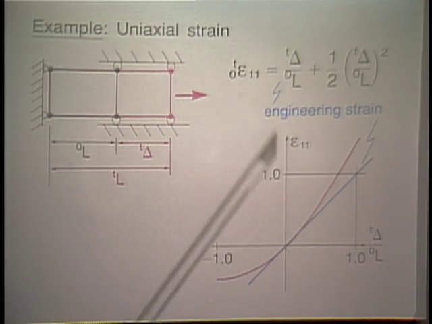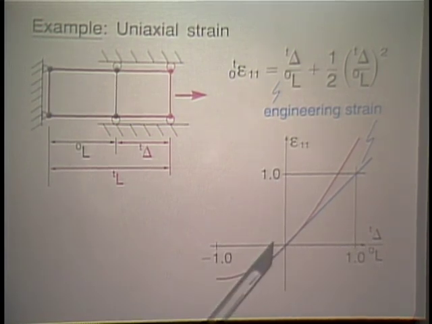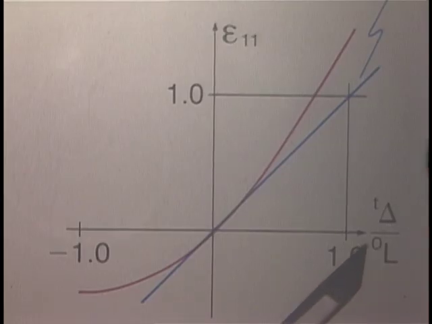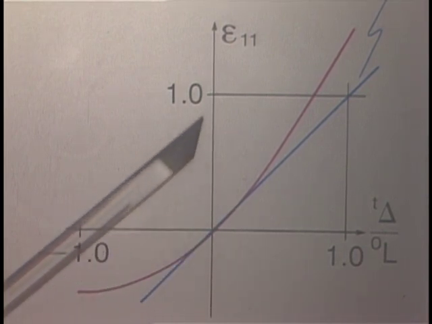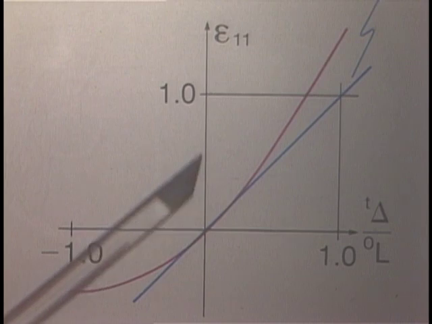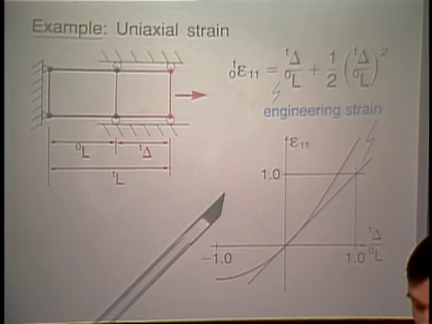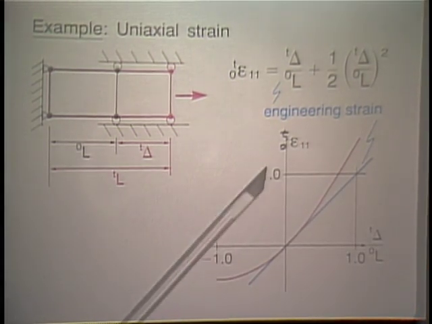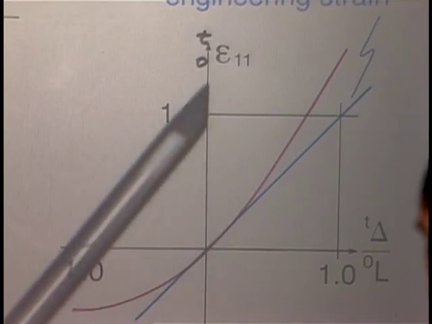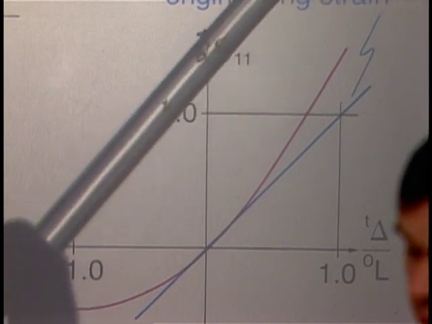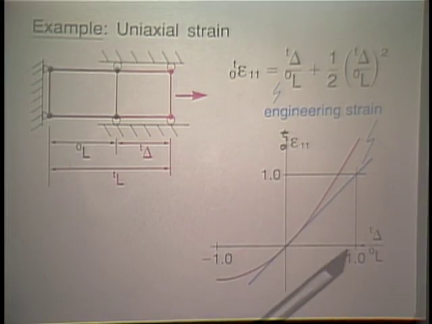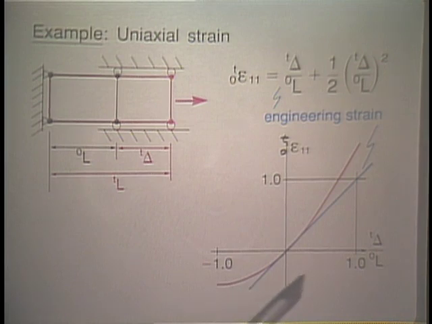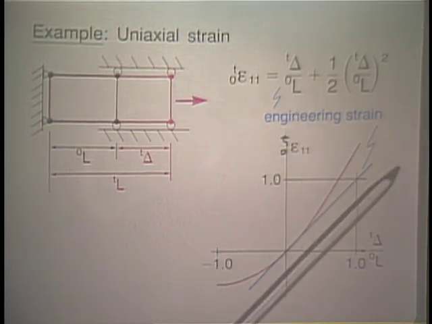If we plot this information as shown here on the graph, notice we are showing here t delta over L, the original length, where t delta is the displacement. And we are plotting here the epsilon 1,1 component. Actually, we should have said here, and let me make this correction right now, we should really have had here a t0 epsilon 1,1. The t0 was missing there. Well, if we plot this component here as a function of t delta over 0L, we get this red line. Notice the nonlinearity in that strain. The engineering strain, which is only the first term here, gives us the straight line.